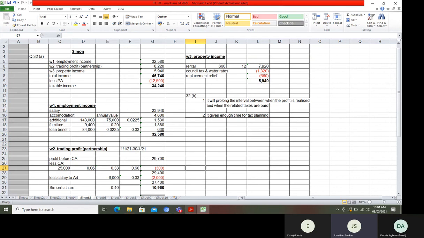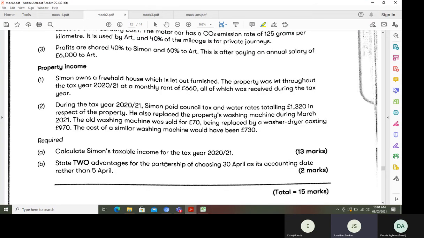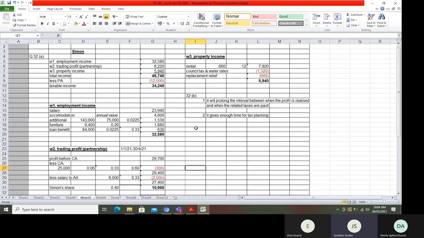And there's a B part that says: state 2 advantages of the partnership choosing 30th April as the accounting date rather than 5th April. So, advantages of choosing 30th April as your accounting date and not 5th April. This will prolong the interval between when profit is realized and when the related taxes are paid.